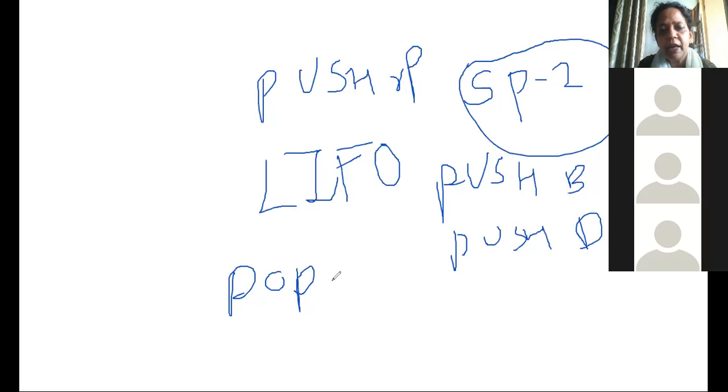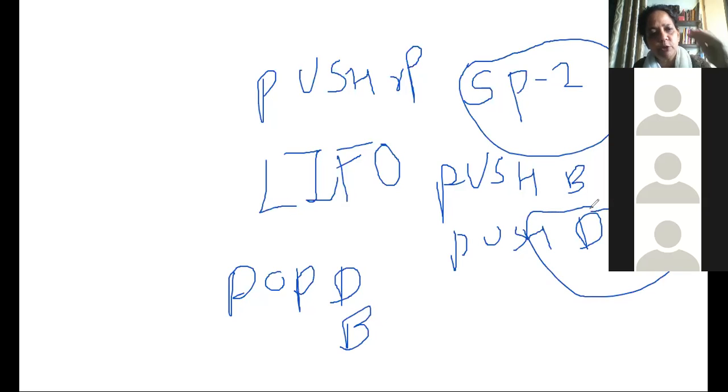So exactly the opposite instruction of push is nothing but pop. Okay, so first I will have to say pop D and then I will have to say pop B, because the last, the DE register pair contents, will be stored in the stack. So they have to come out first in the DE register.